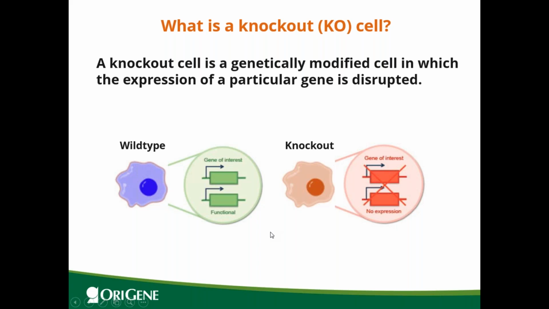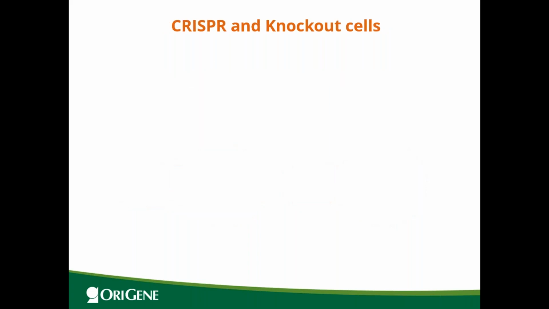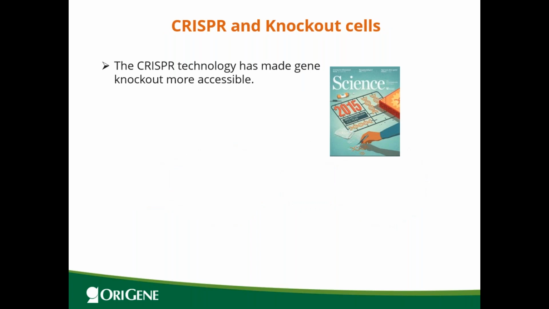And a few years ago, gene knockout was very time-consuming and costly, and had a very low success rate. So it was not practical to use knockout cell samples as validation tools to do a large-scale antibody validation. But CRISPR technology has made gene knockout more accessible. Compared to the other gene editing methods, CRISPR is much easier to design, and with a very high success rate, you can knock out a gene with a high efficiency.